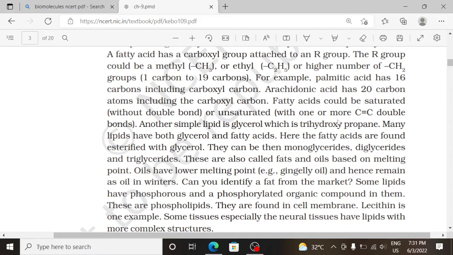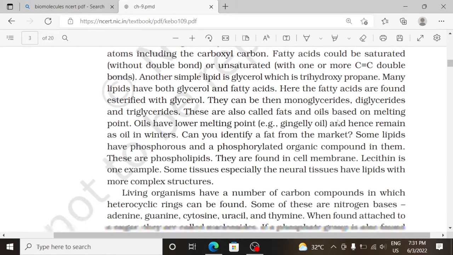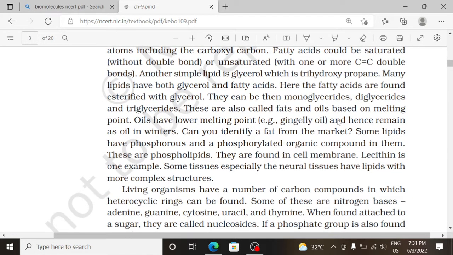They can be then monoglycerides, diglycerides and triglycerides. These are also called fats and oils based on melting point. Oils have lower melting point, for example gingerly oil, and hence remain as oil in winters. Can you identify a fat from the market?